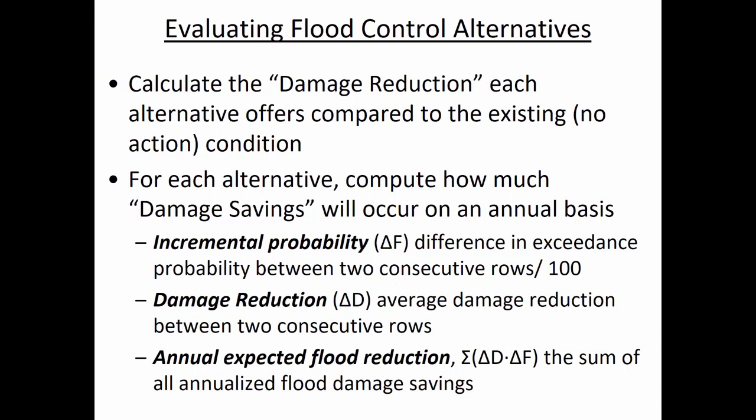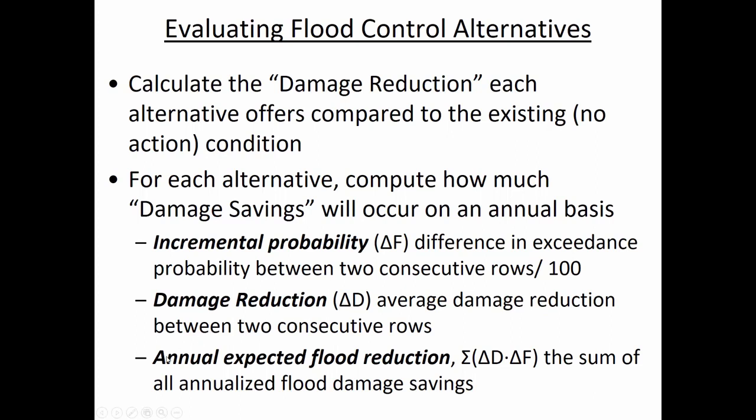One of the example questions we're going to look at today is how to know how big to build something. And so to do that, you're going to look at the damage reduction that's saved when you go from preventing the 5-year storm and now preventing the 10-year storm, for example. So that's what the delta D is going to be.